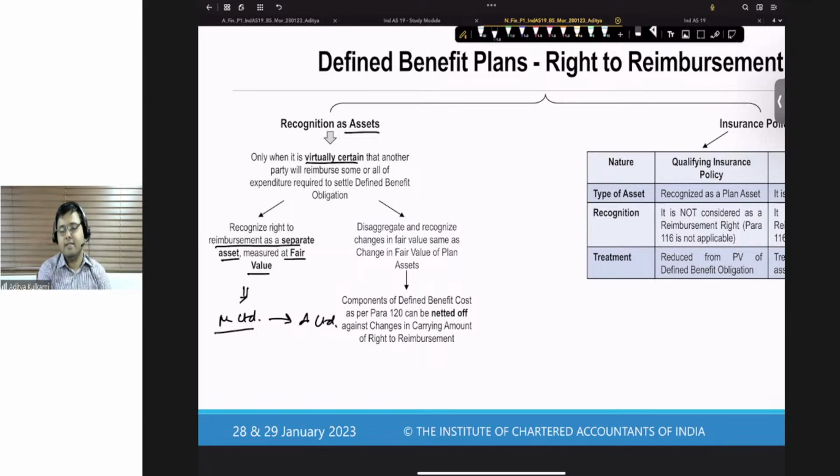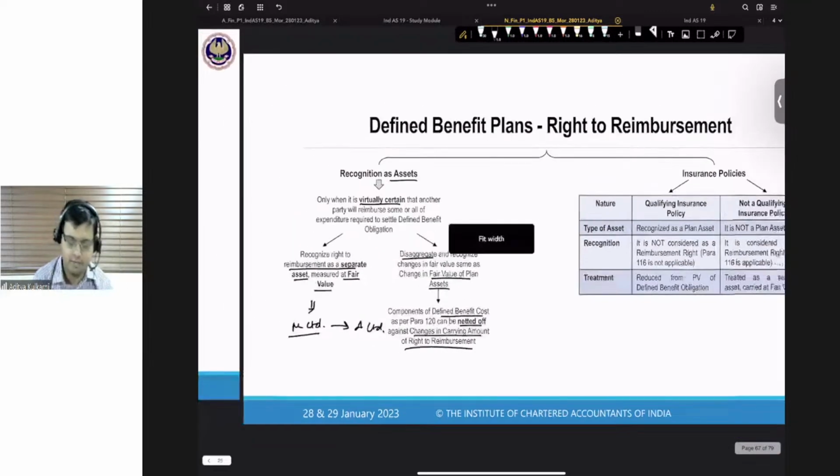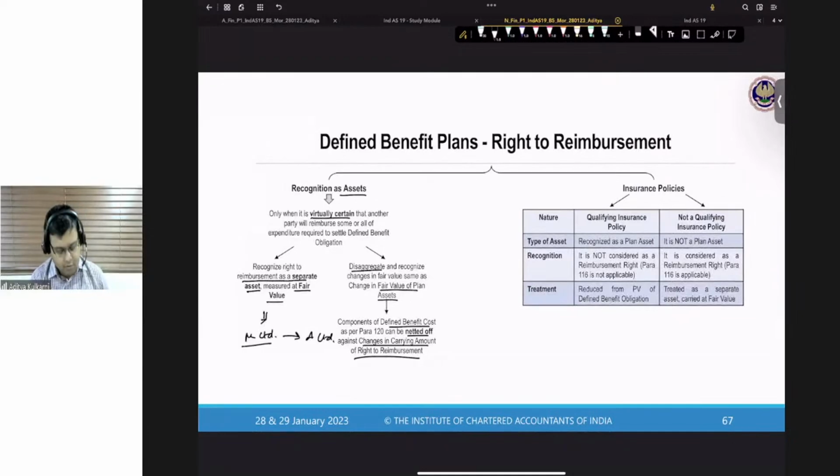Disaggregate and recognize the change in fair value, same as that of plan assets. So do the same working as for the fair value of plan assets. Components of defined benefit cost can be netted off against changes in the carrying amount of the right to reimbursement. So the cost, you can net it off against the changes in the carrying amount. Okay, so just go through this.